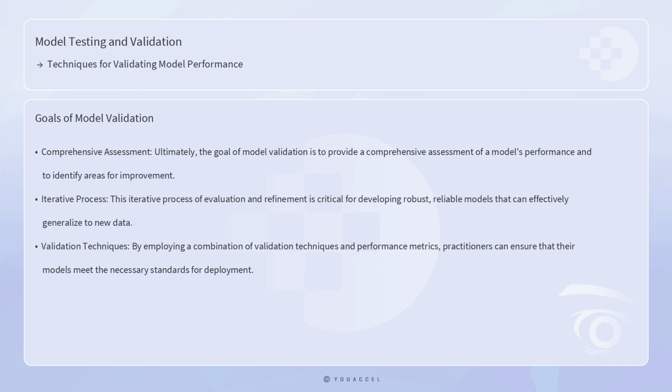Ultimately, the goal of model validation is to provide a comprehensive assessment of a model's performance and to identify areas for improvement. This iterative process of evaluation and refinement is critical for developing robust, reliable models that can effectively generalize to new data. By employing a combination of validation techniques and performance metrics, and by considering the specific context and domain of the model, practitioners can ensure that their models meet the necessary standards for deployment.